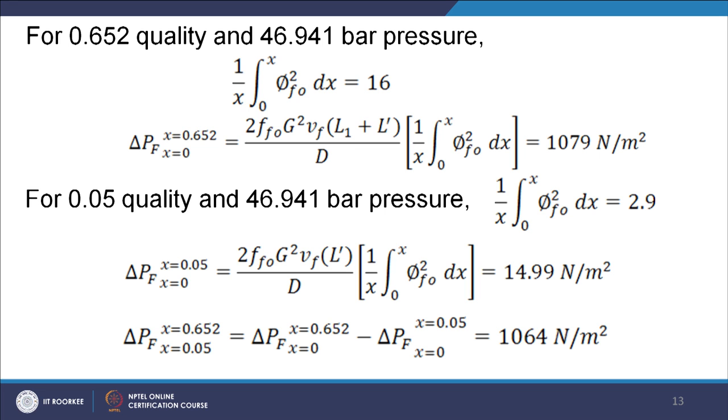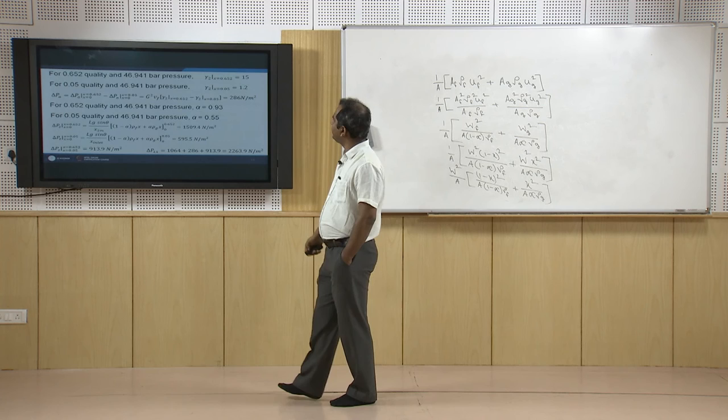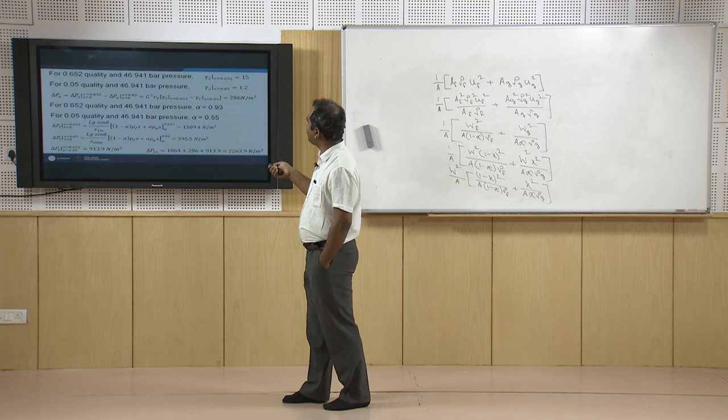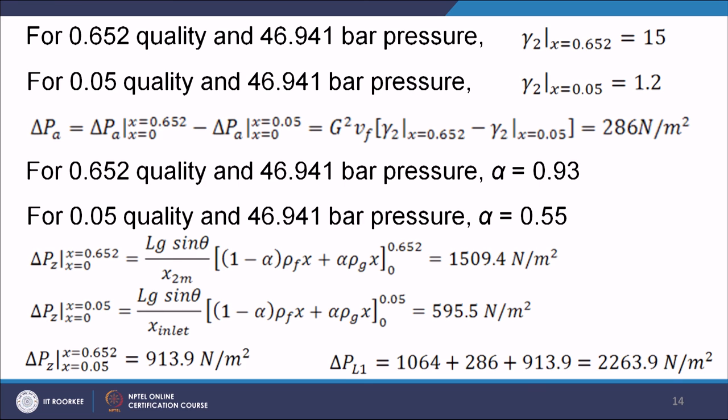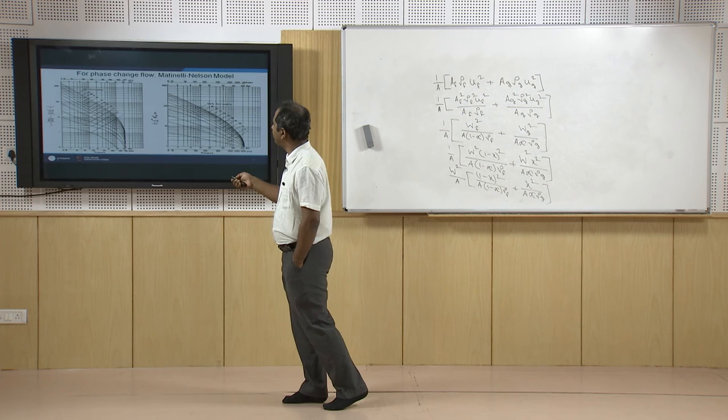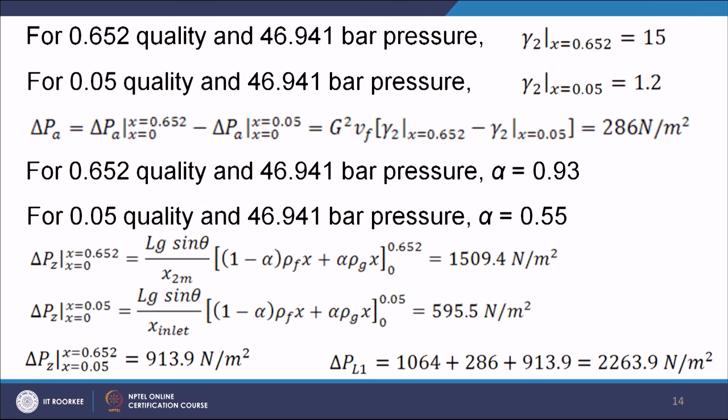Now, let us see for the acceleration part. So, with 0.652 quality at this pressure, we will be getting gamma is equals to 15. So, that we are calculating using this chart. So, gamma we are calculating using pressure and exit quality parameters. So, you can find out that is becoming 15, and for the hypothetical part it is becoming 1.2. So, for the real part, if you see the acceleration pressure drop, that becomes g square Vf multiplied by this subtraction between these two factor, 286 Newton per meter square.